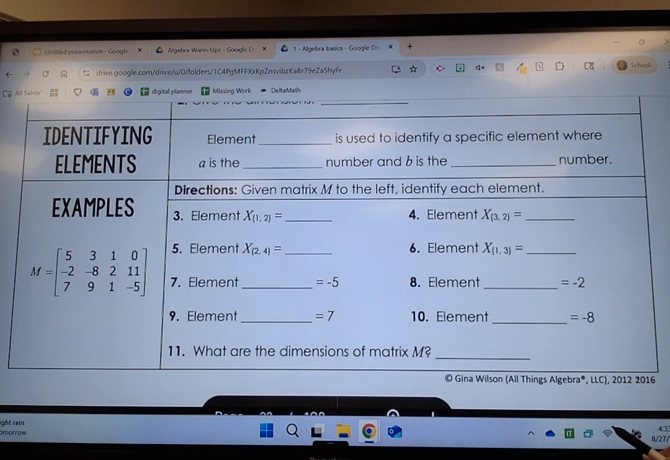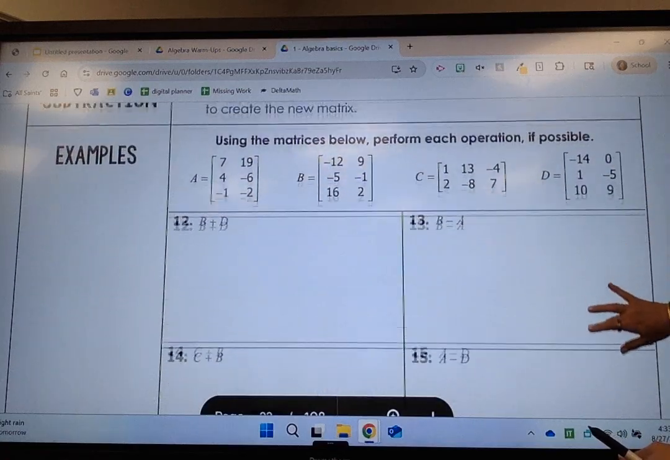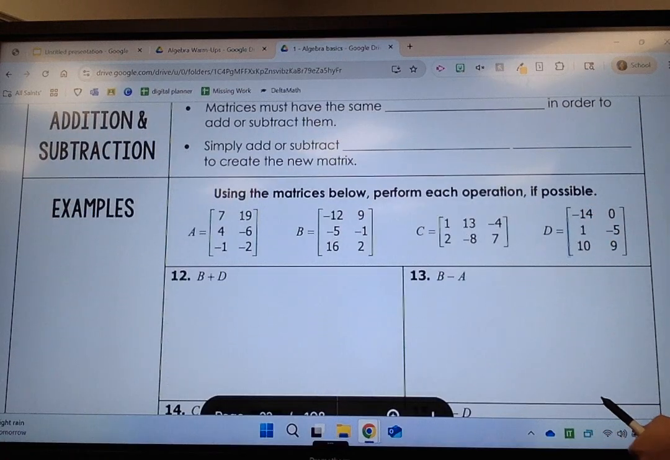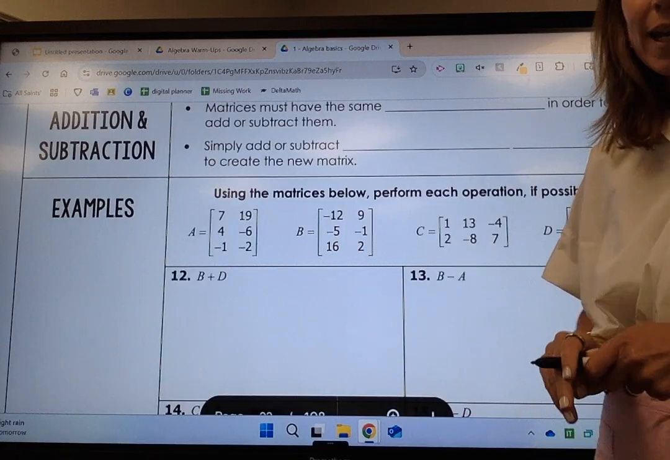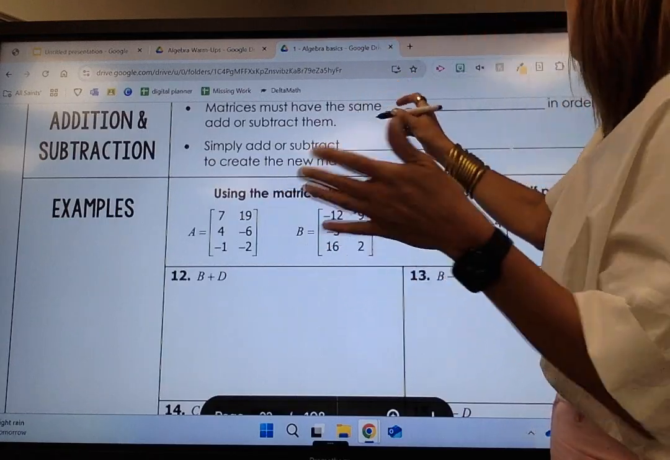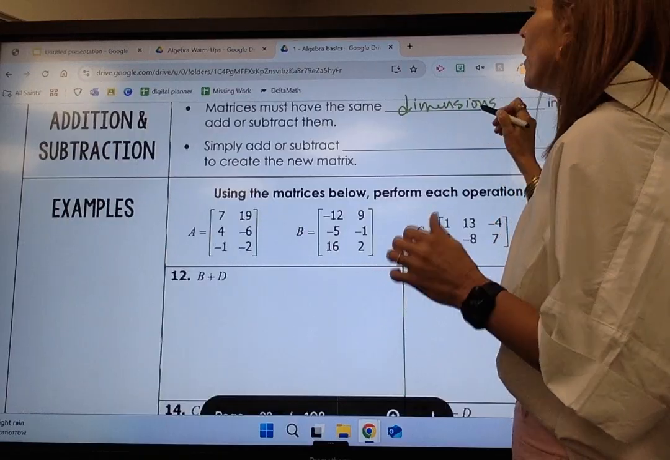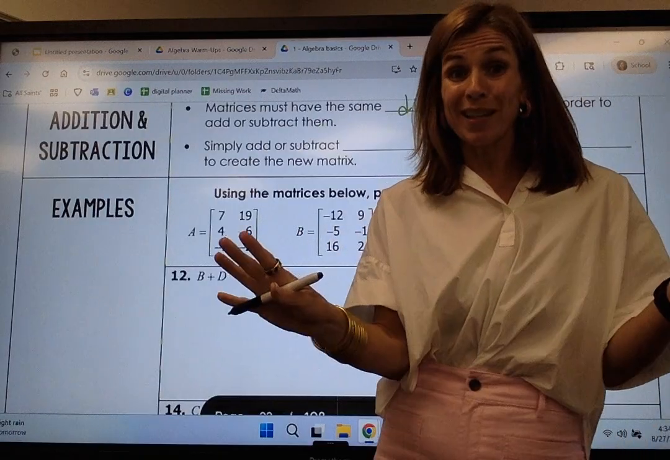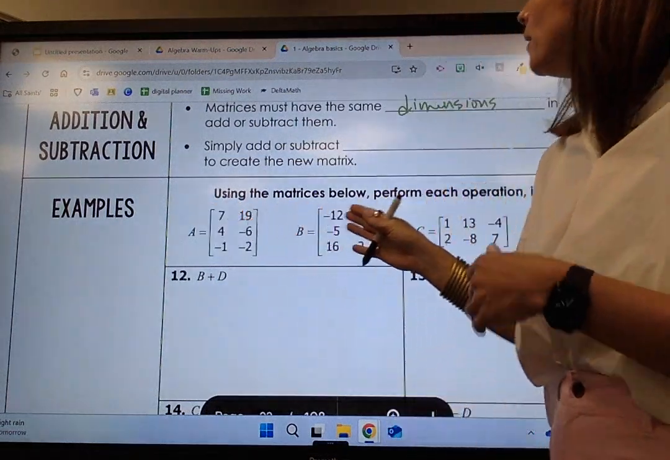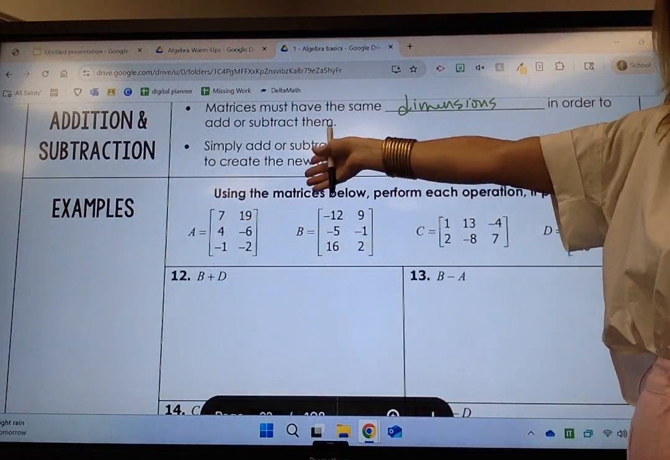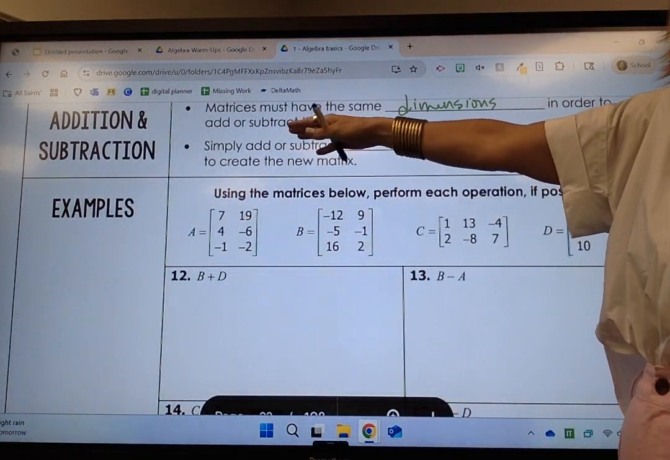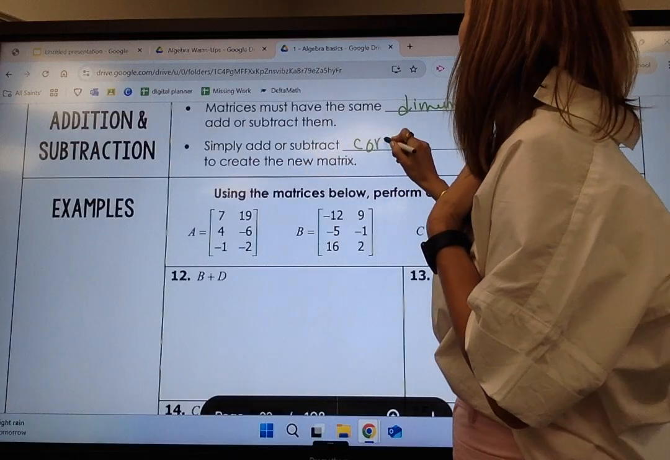Let's see what I'm going to do here. Now, can we add and subtract matrices? Yes, we can, but the matrices must have the same dimensions in order to add or subtract them. If they aren't the same dimension, you can't do it. You're done. And here's what we do. We simply add or subtract corresponding elements.